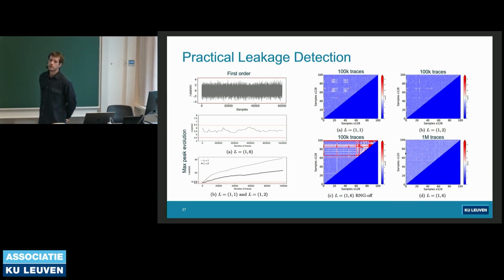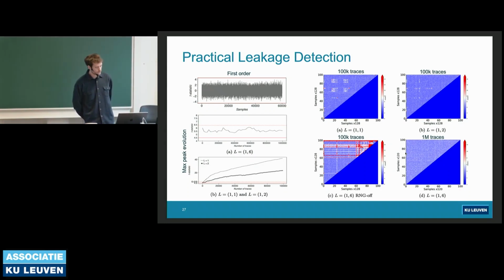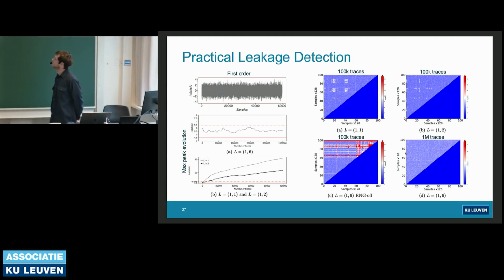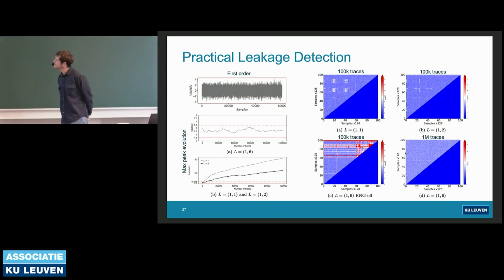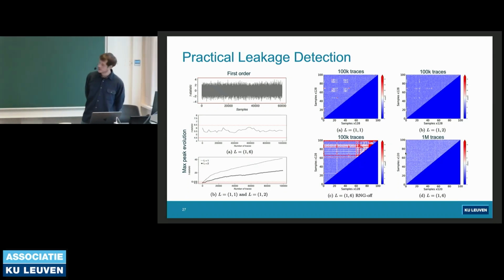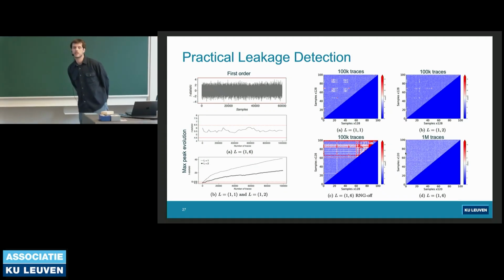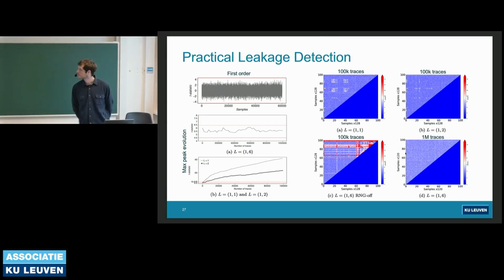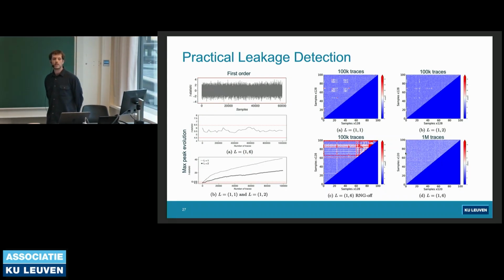Now we went from theory to practice, and we tested that. This is the 4-bit evaluation. On the upper left, you have the first order evaluation. This was expected not to leak, obviously. We test, and you have the usual red line, which is a plus or minus 4.5 threshold. This is for TVLA. And then basically we did the bivariate evaluation.